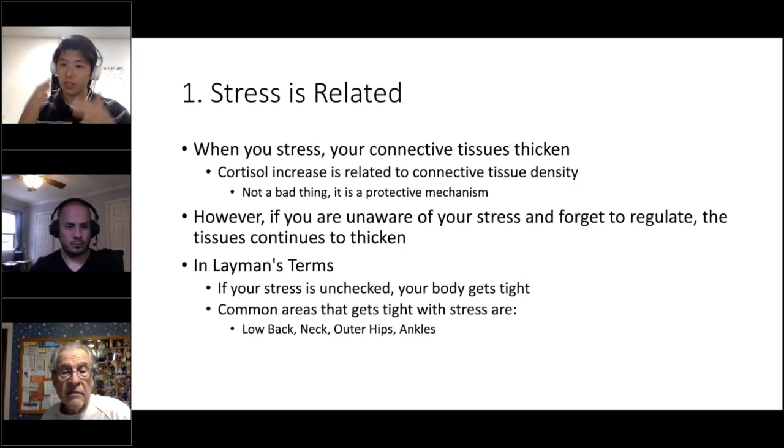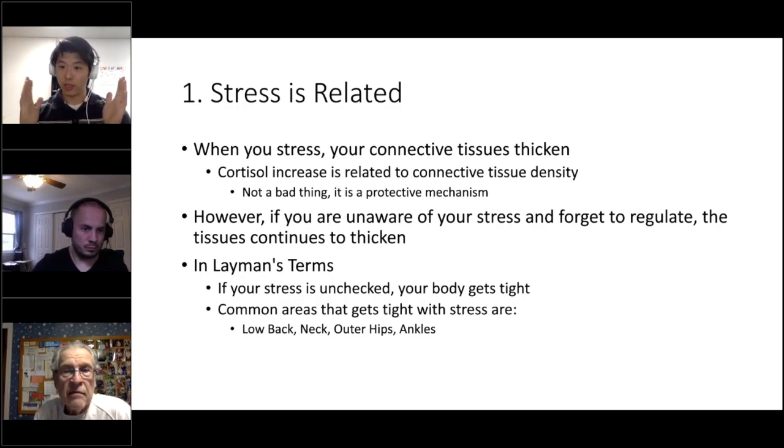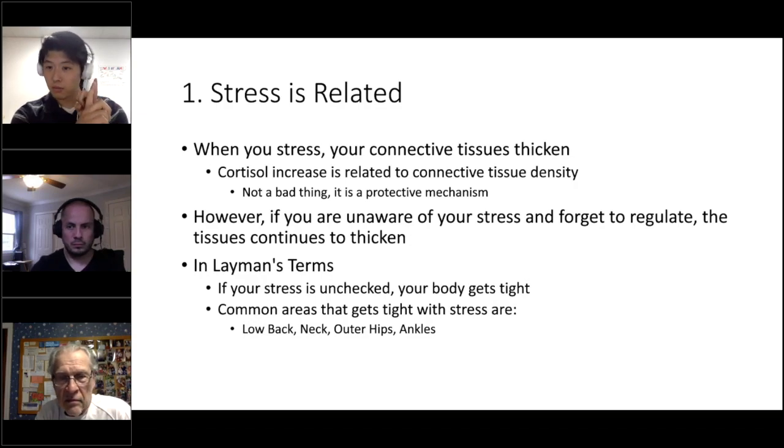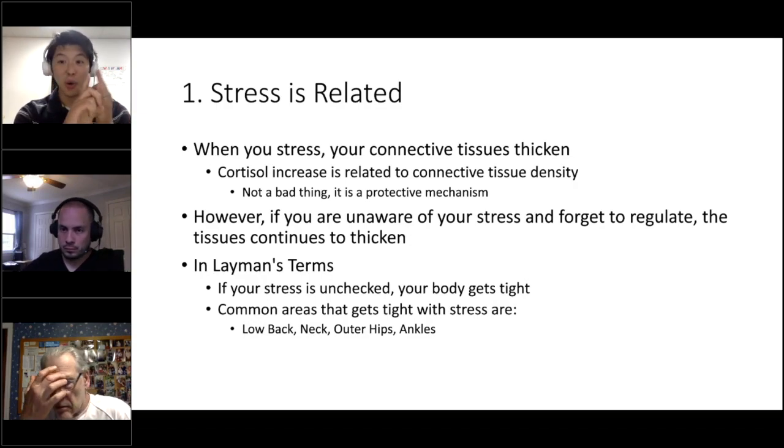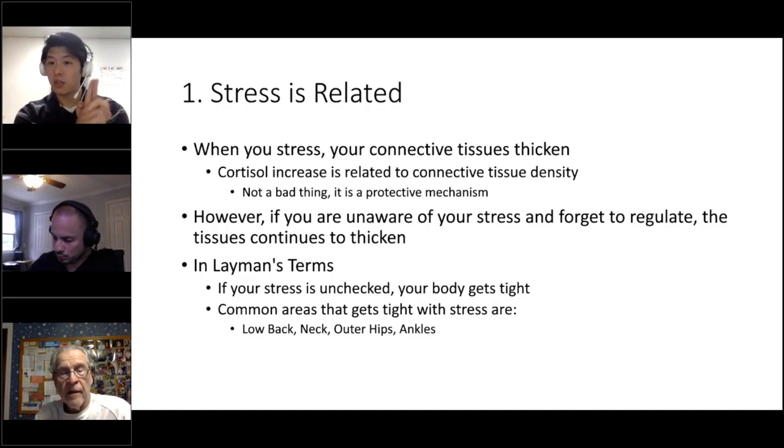But let's say you're stressed and you work 24 hours a day, I hope you're not, but let's say you work 13 to 14 hours a day for 5 days a week, and you keep going, your body's gonna keep getting tight because you're not able to regulate your body or the stress that relates to it. And common areas that get tight with stress are your low back, your neck, your outer hips, and calf area. These are areas that are very dense in tissue if you actually get into cadavers. So those are the areas that get really tight.